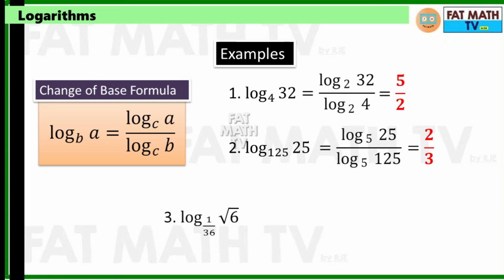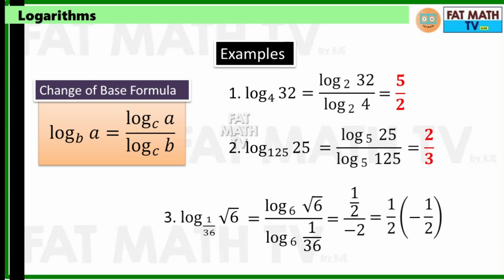Number 3, logarithm of square root of 6 to the base 1 over 36. Of course, we will use base 6 here. So we will have logarithm of square root of 6 to the base 6 over logarithm of 1 over 36 to the base 6. Logarithm of the square root of 6 to the base 6 is 1/2. And logarithm of 1 over 36 to the base 6 is negative 2. 1/2 divided by negative 2 is the same as 1/2 times negative 1/2, which is the reciprocal of negative 2. And that is negative 1/4. So the logarithm of the square root of 6 to the base 1 over 36 is negative 1/4.